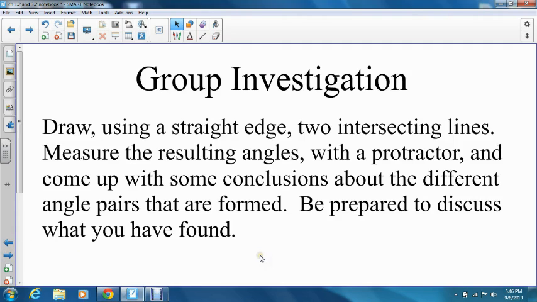All right, now what I need you to do as far as your investigation: you're going to draw a figure, draw two lines using a straight edge that intersect. I want you to measure the resulting angles with a protractor, and come up with some conclusions about the different angle pairs that are formed. And I want you to make sure that you're prepared to discuss what you found in class tomorrow, because that's what we're going to start with, this investigation.